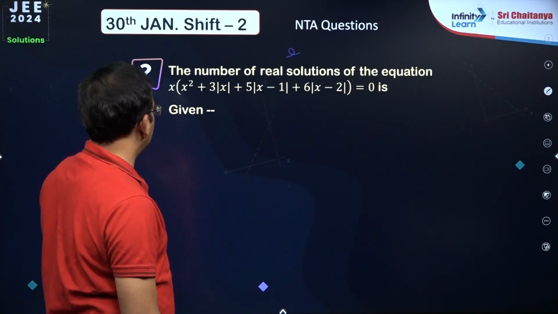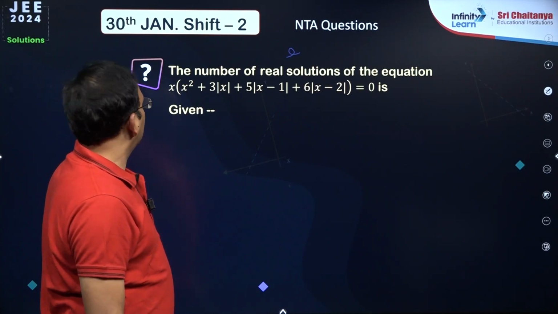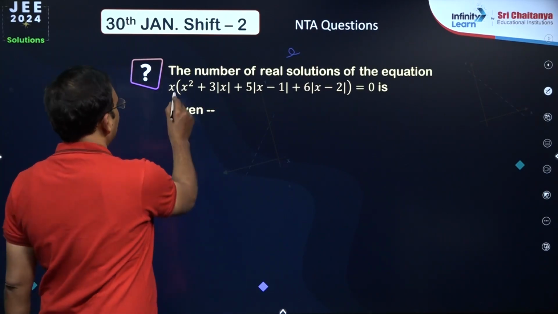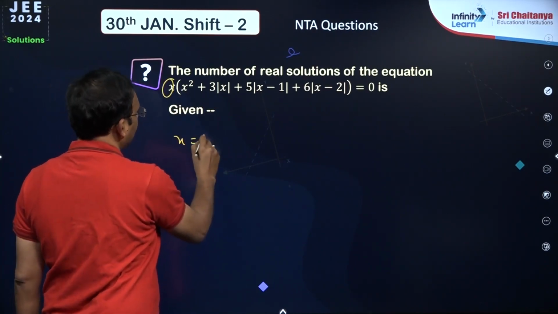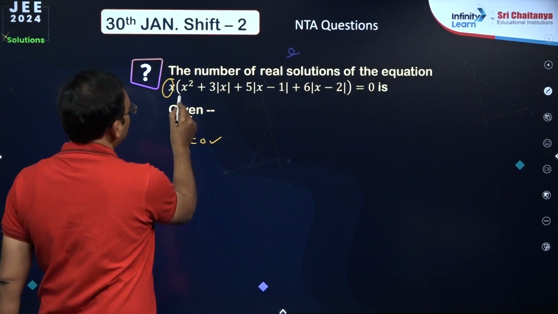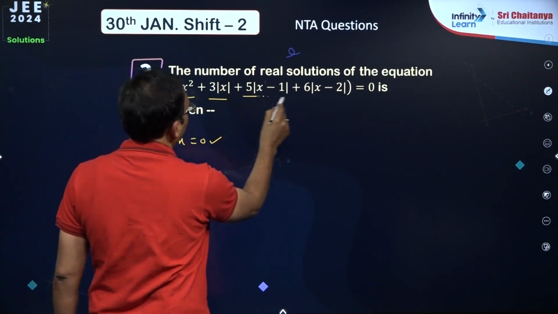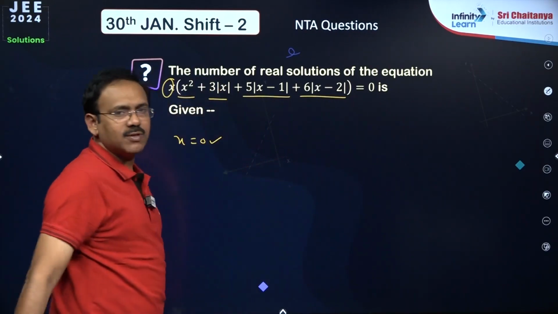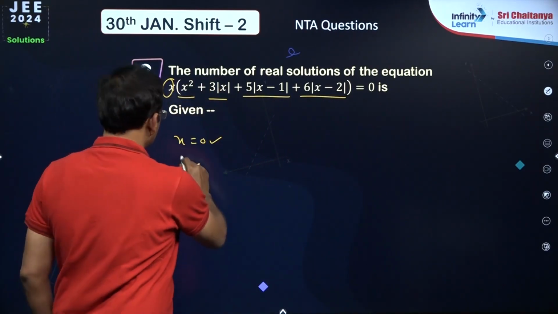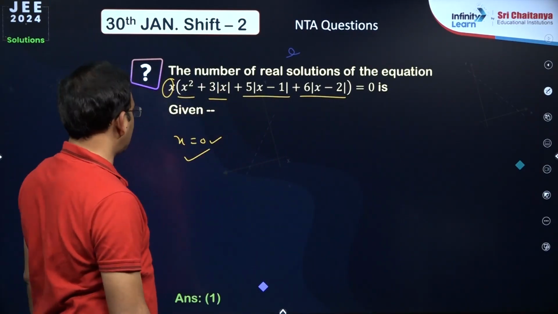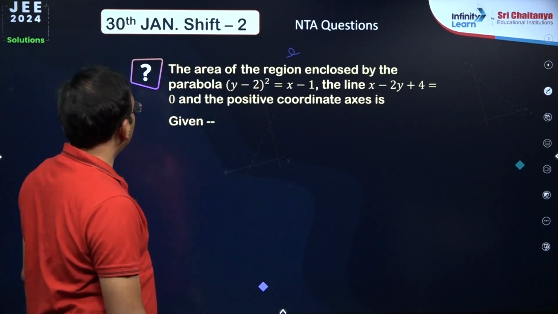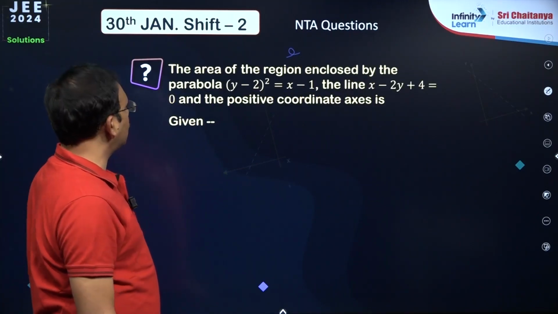Okay, next. The number of real solutions of this equation. Friends, if x is 0, clearly it is a solution. If x is not 0, each term is non-negative, and the sum cannot be 0, so no other solution. This is the only solution, my dear friends. So one solution.